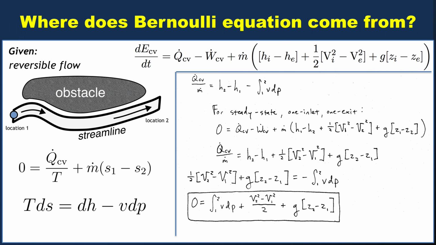The nice thing is, when correctly applied, though, this gives you a lot of freedom to actually change properties along a streamline, right? So you can have a fluid element experience changes in specific volume, pressure, velocity, and elevation, and the Bernoulli equation tells you how all of those changes would be related.